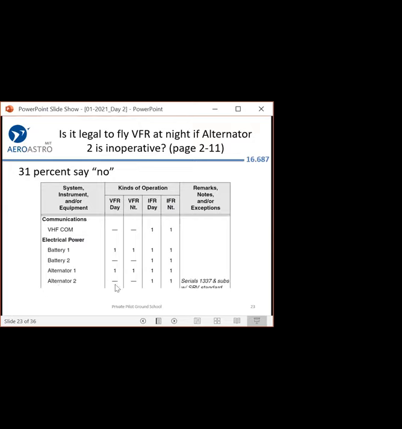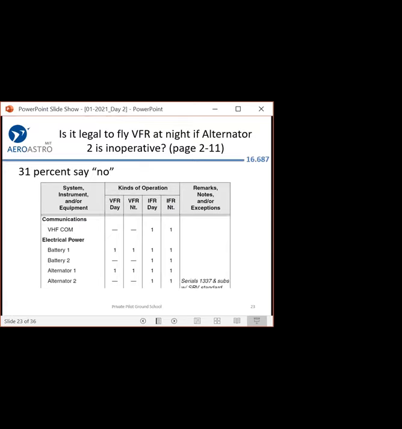So, can somebody who's one of the 31 percenters explain why they thought, after looking at this chart, that the alternator two was required? Yes, I'm actually one of the guys in the yes group, but this was a super confusing chart in terms of what on earth it actually means. There was no description in the regulations or in the CIRRUS manual on what it was actually saying.